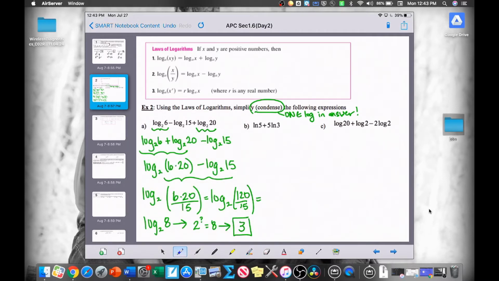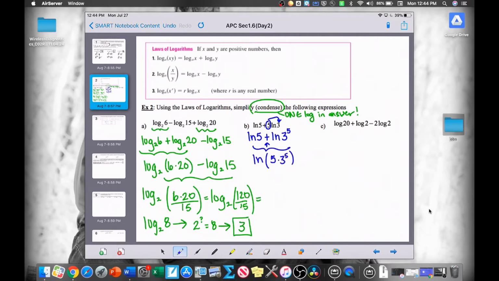In letter B, we have natural log of 5 plus 5 times natural log of 3. Well, first of all, remember that natural logs all have the same base, and that base is e. We don't have to write it, we just have to recognize that it is there. So the first thing I'm going to do on this problem is bring that exponent that's now in front of the log back onto the 3. So I'm going to write this as natural log 5 plus natural log 3 to the 5th power. And then, since I have addition right there, I'm going to condense these logs together into multiplication inside the log. So this will be natural log of 5 times 3 to the 5th power.